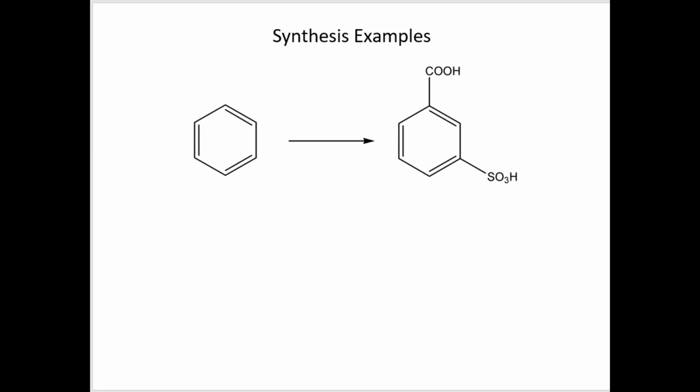Now there's also going to be times like this reaction where we look and say, okay, I need to put a carboxylic acid group and I need to put a SO3H group on the ring. Well, I know how to put the SO3H group on the ring. It's going to be sulfur trioxide and sulfuric acid. That's what puts the SO3H on the ring. But how do I put a carboxylic acid group on the ring?